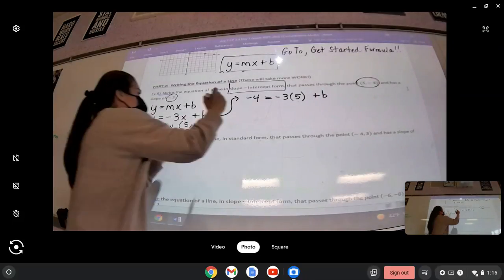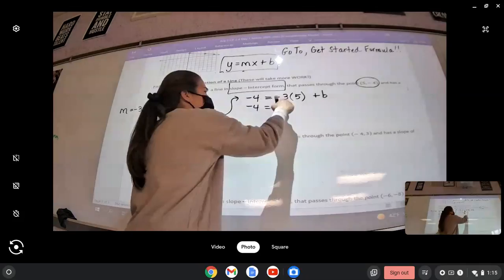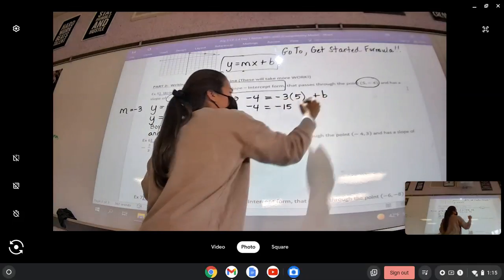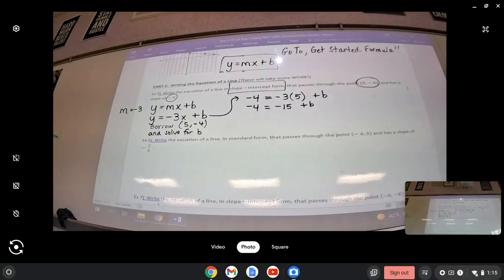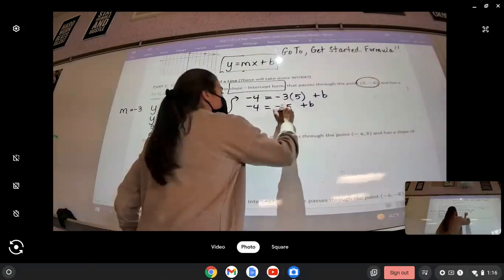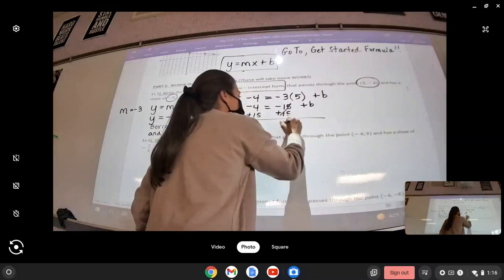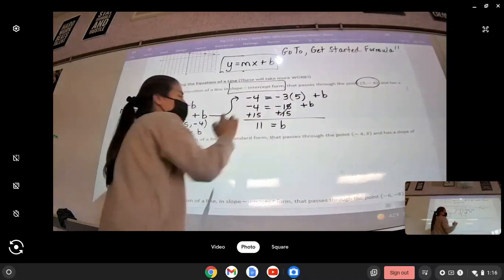So let's clean it up. This is going to be -4 equals, what's -3 times 5? -15, and then plus b. What is the only thing that you need to do to get b by itself? Add 15. And then we know that b is equal to 11.